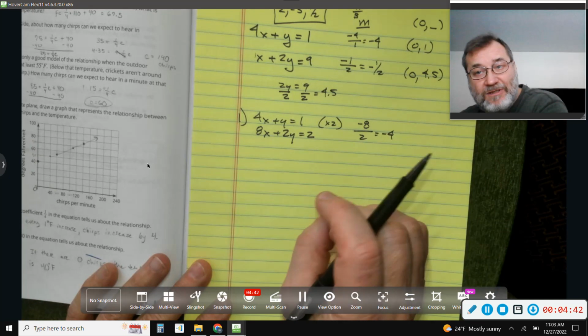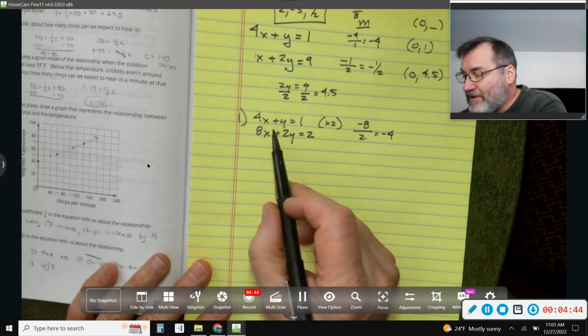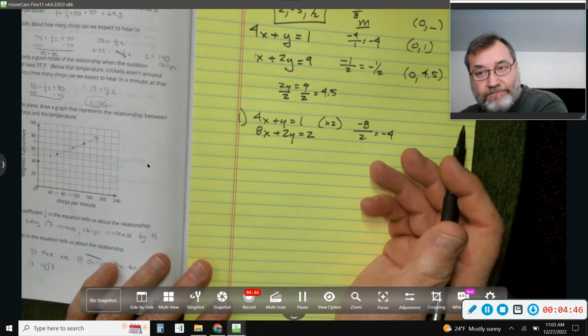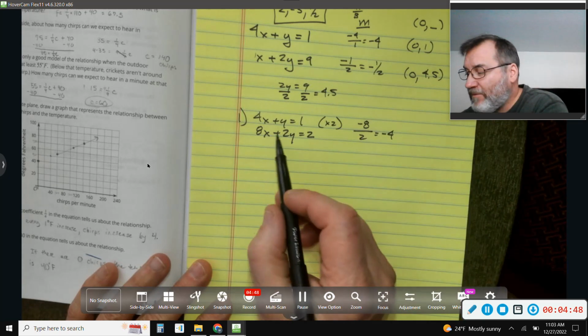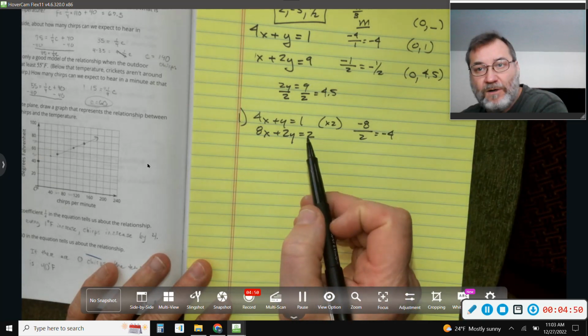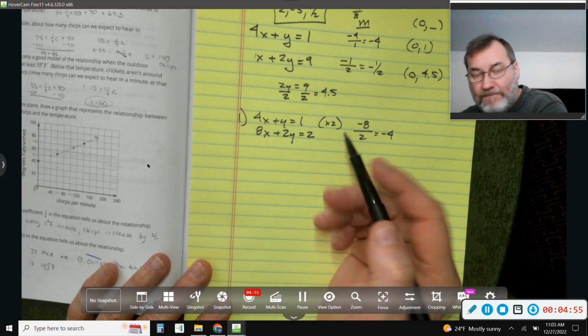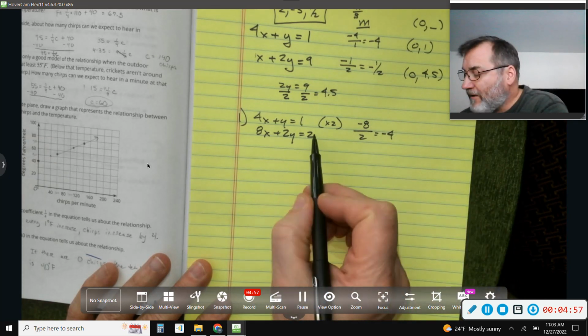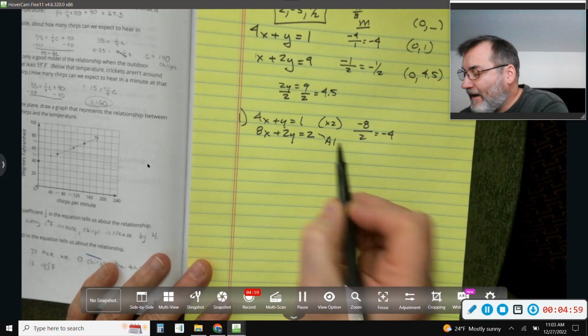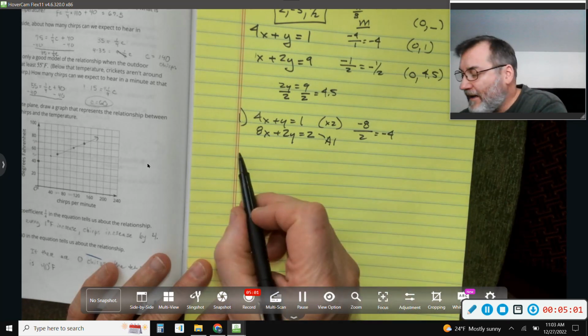You didn't actually change the equation. You just simply made things twice as big. All right, that's the beauty of these things. If you multiply both sides of the equation by the same number, you'll maintain an equality. So what was true before will be true again. All right. So this right here is what you'll have for A1. All right. So let's move on to A2.